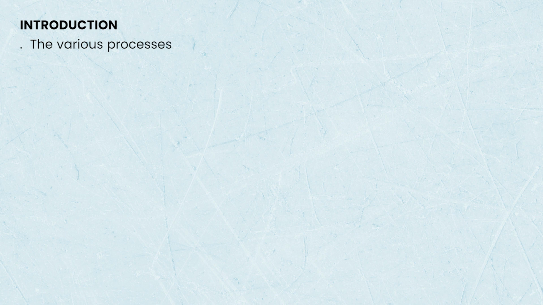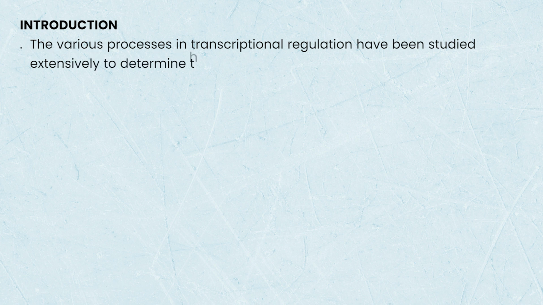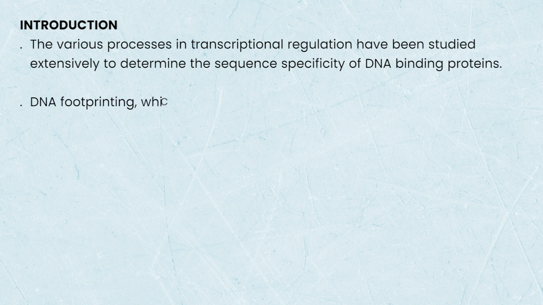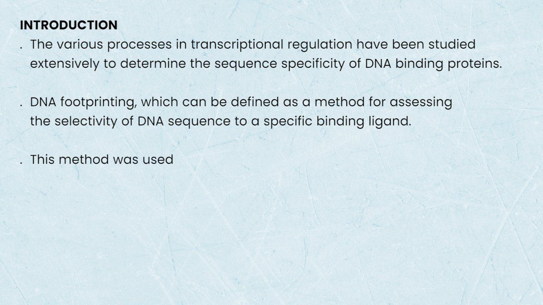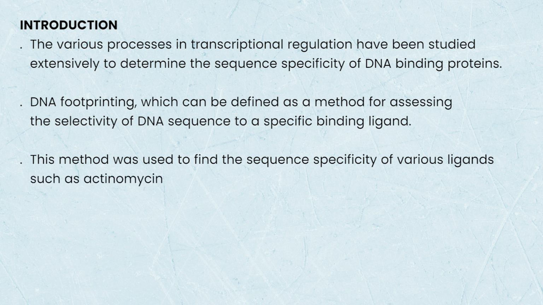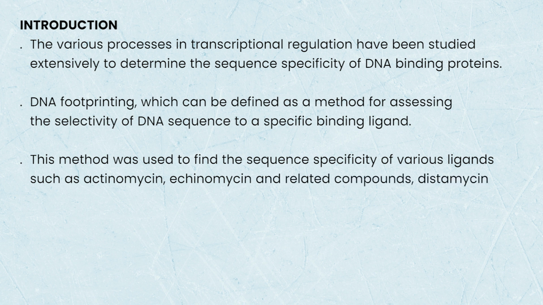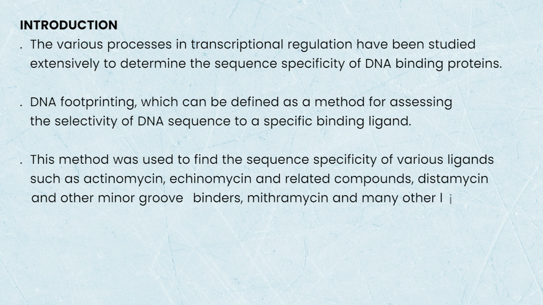The various processes in transcription regulation have been studied extensively to determine the sequence specificity of DNA binding proteins. So, DNA footprinting can be defined as a method of assessing the selectivity of a DNA sequence to a specific binding ligand. This method was used to find the sequence specificity of various ligands such as actinomycin, echinomycin and related compounds, distamycin and other minor groove binders, methamycin and many other ligands.